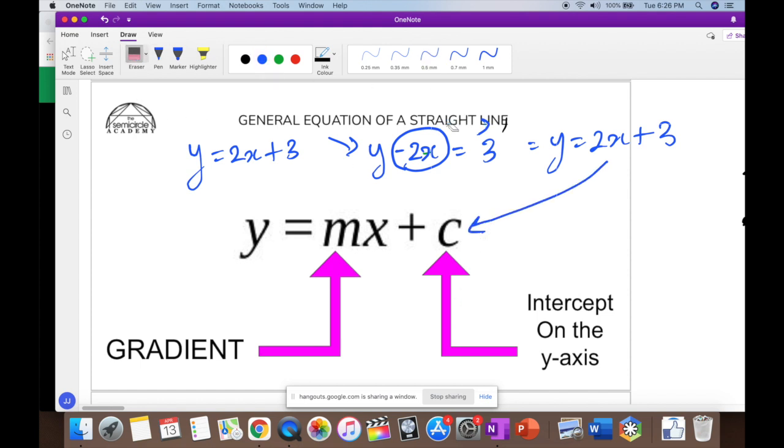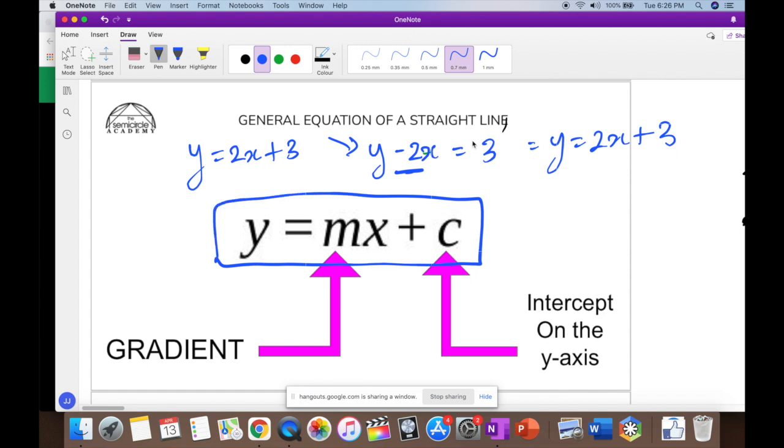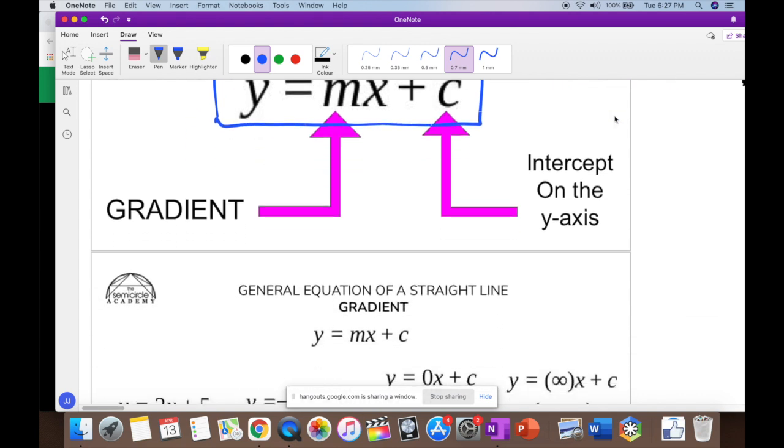Yeah? You can't just watch the number in front of x. Because if you just look at the number in front of x, you would think that this line has a negative gradient. Right? But no, it is not in this form. So you have to take the equation and put it in this form, mx plus c. Right?